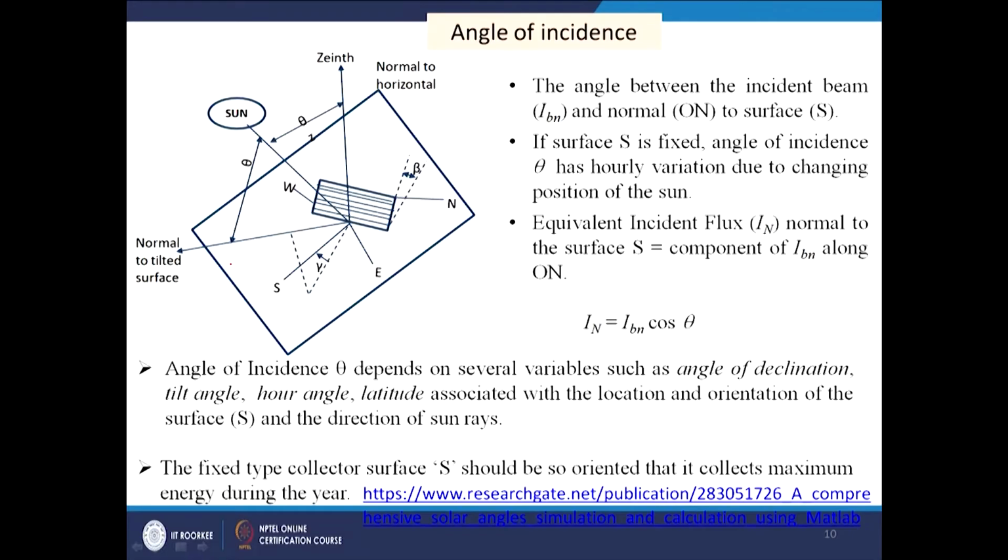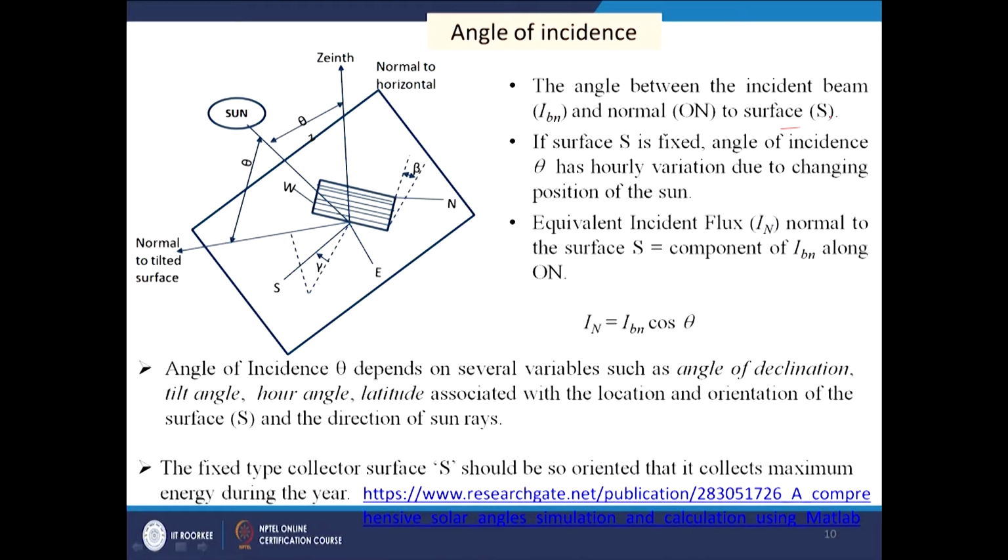Now, we will see what those factors are. We have seen that the angle of incidence is an important factor for insolation. So, what is that angle of incidence? Say we have one flat plate fixed at a particular area, and sun rays are incident on it. That incident beam and the normal to the plate will make some angle, here theta, which is called the angle of incidence. So, the angle between the incident beam and the normal to the surface, this theta, is your angle of incidence.